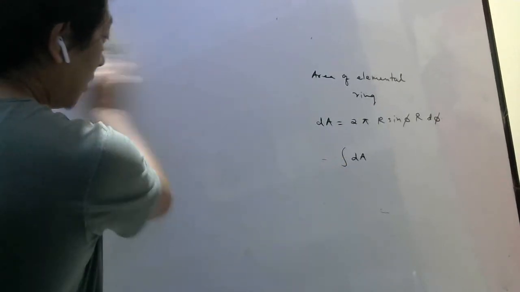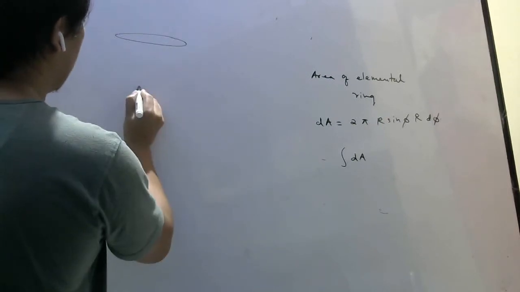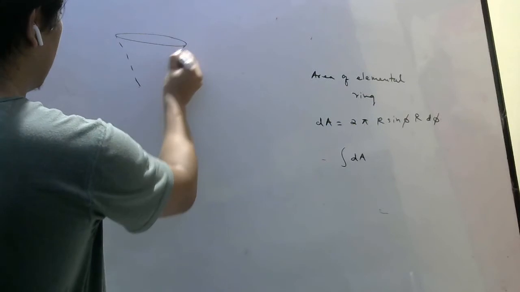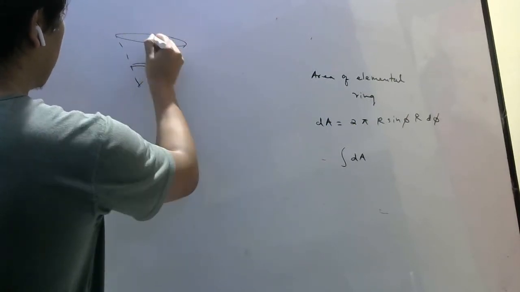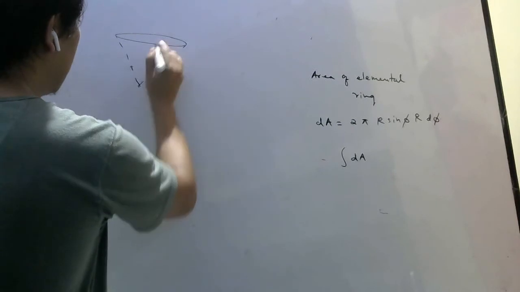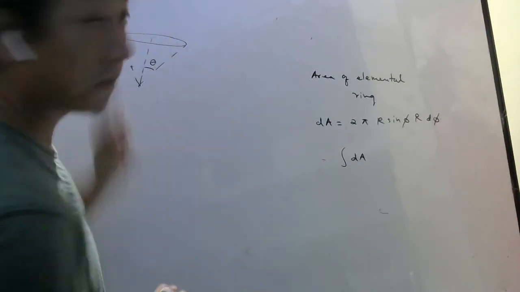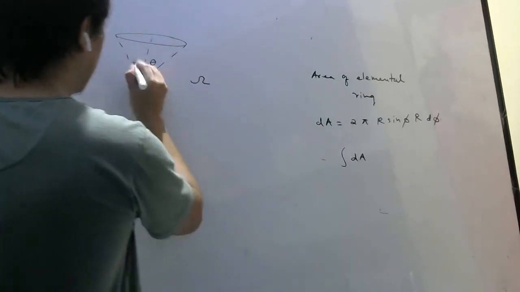So what is the area of the cap we found? This is your ring, and this was the point, and the main question was to know the solid angle in terms of the half semi-vertical angle of the cone. So how to find the solid angle made by this cone?